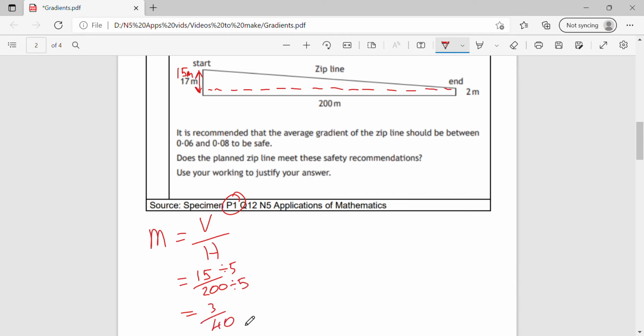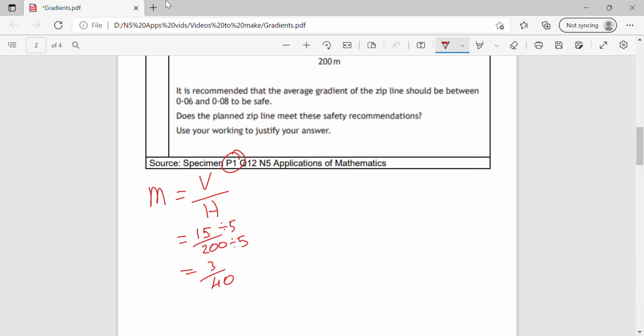Now we're told that the gradient of the line should be between 0.06 and 0.08. We've got a fraction, we've got decimals, so we need to get them to be the same. So I need to actually do 3 divided by 40. And when I'm dividing by 40, that's the same as dividing by 4 and dividing by 10. But remember, you can do that in any order. So if we do 3 divided by 10, move the decimal point, that's 0.3. Divide 0.3 by 4.